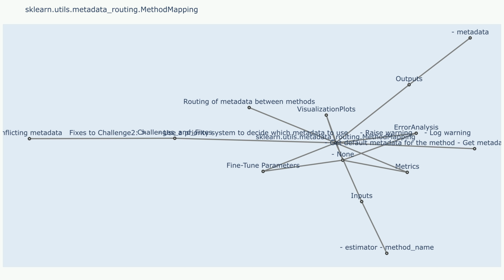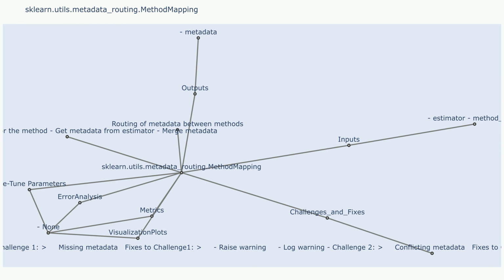sklearn, utils, metadata routing, method mapping. Description. This class serves as a decorator for functions within sklearn. It helps manage the metadata associated with methods, allowing for standardized processing and information sharing across the library.